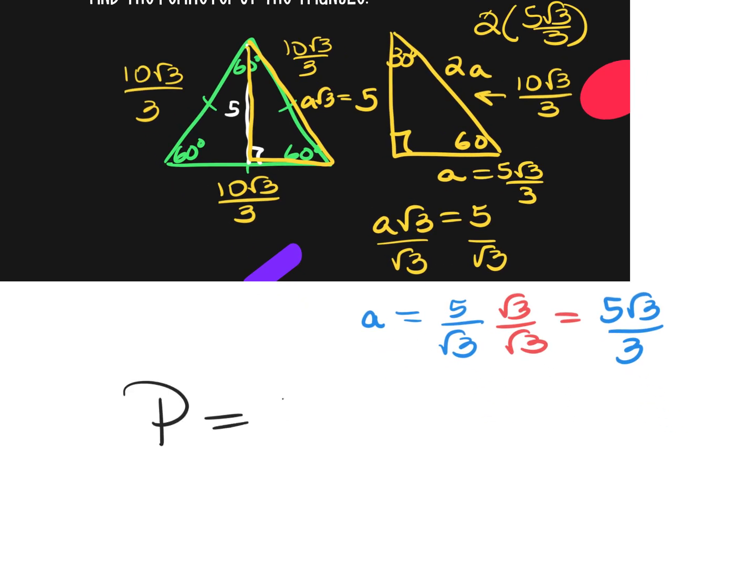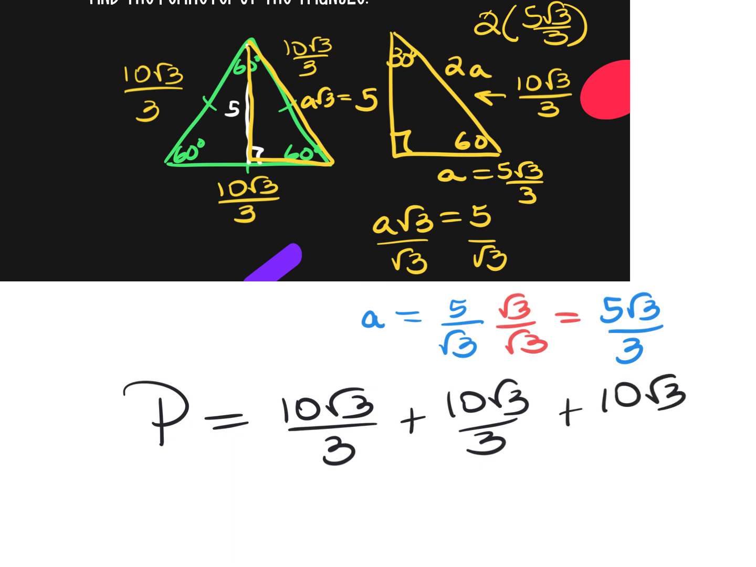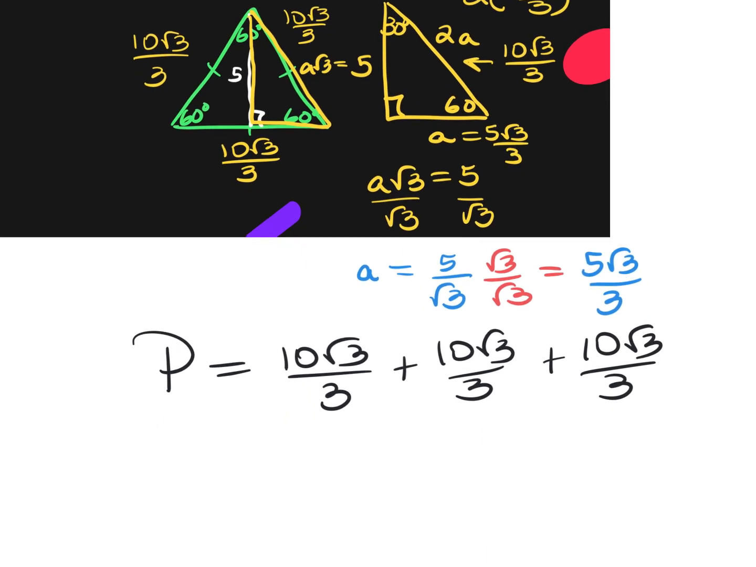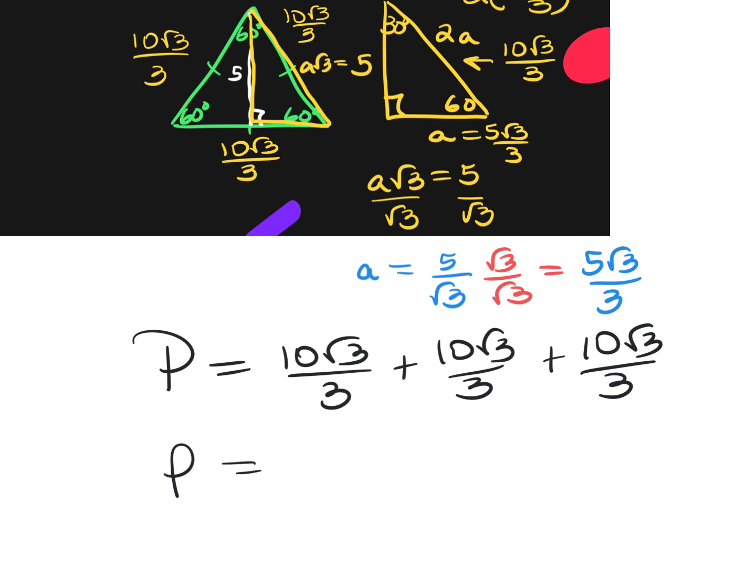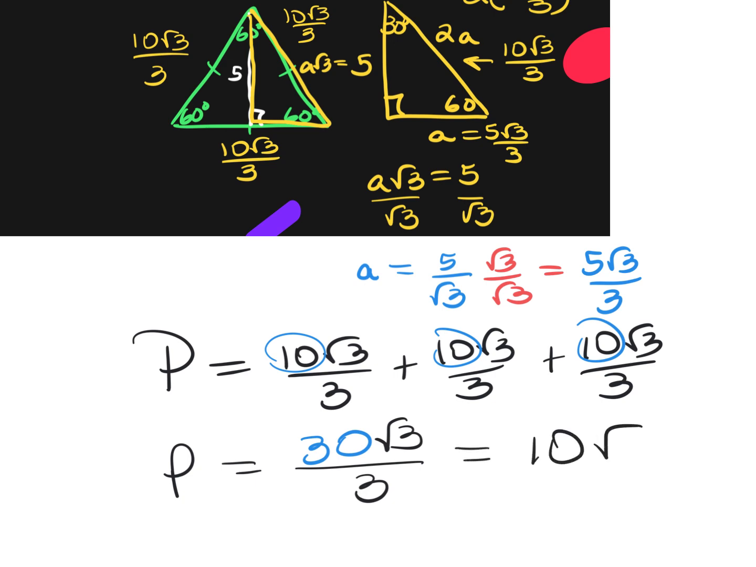So perimeter, you can either do 10 square root 3 over 3 plus 10 square root 3 over 3. Remember, whenever you add fractions, you need a common denominator. It already has the common denominator. All of these are like radicals, so all we're doing is adding up the tens, and I get 30 square root 3 over 3. I can simplify the 30 and the 3, so the final perimeter is 10 times the square root of 3 units. I'm going to do the same thing and find the area of that equilateral triangle.